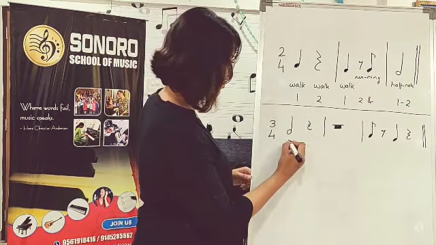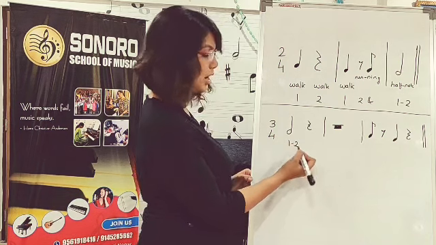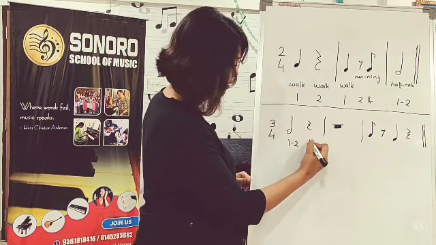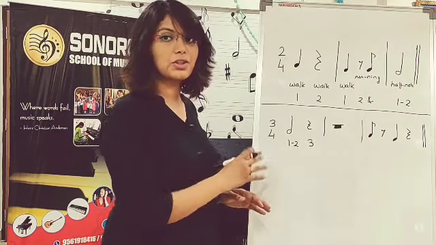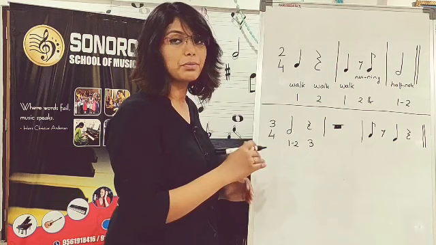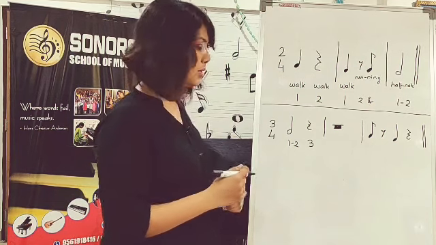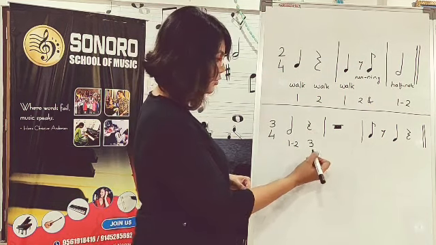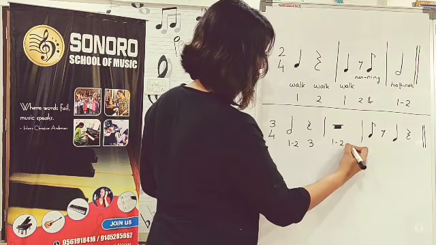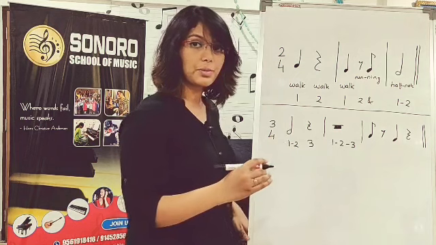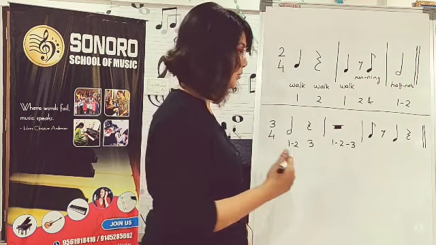So I have 1-2 because it's a half note, and under this quarter rest I'll put 3 because the time signature is 3. I have to make sure that every measure has 3 counts. We won't be counting with walk and running anymore. So I have 1-2, this becomes 3, and I have 1-2-3 because I'm not going to play anything for 3 counts.